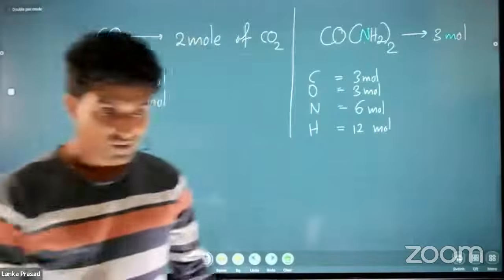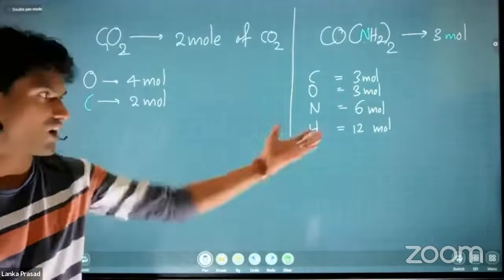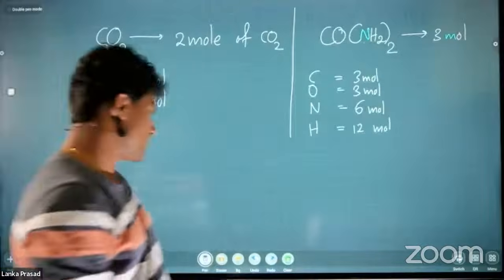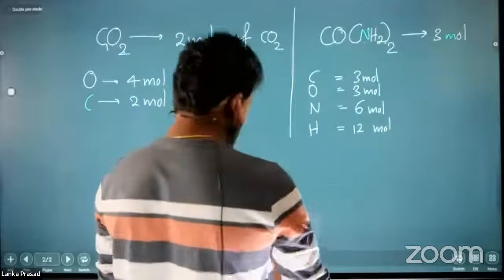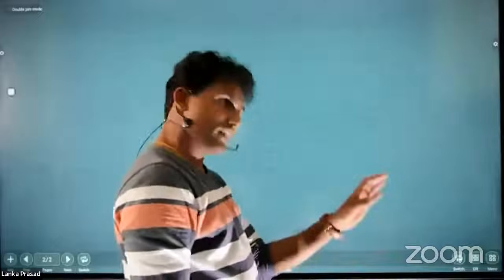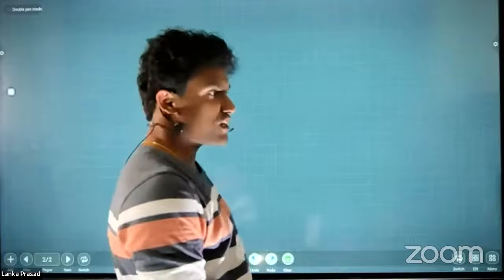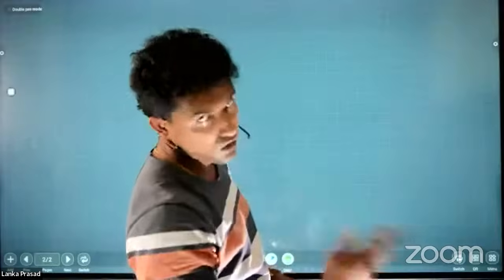Got it? Okay, right. Now I think you're familiar with that. Then we have to discuss what is relative atomic mass and what is relative molecular mass. Now you know the difference. What is an atom? What is a molecule? Okay, now look at that.